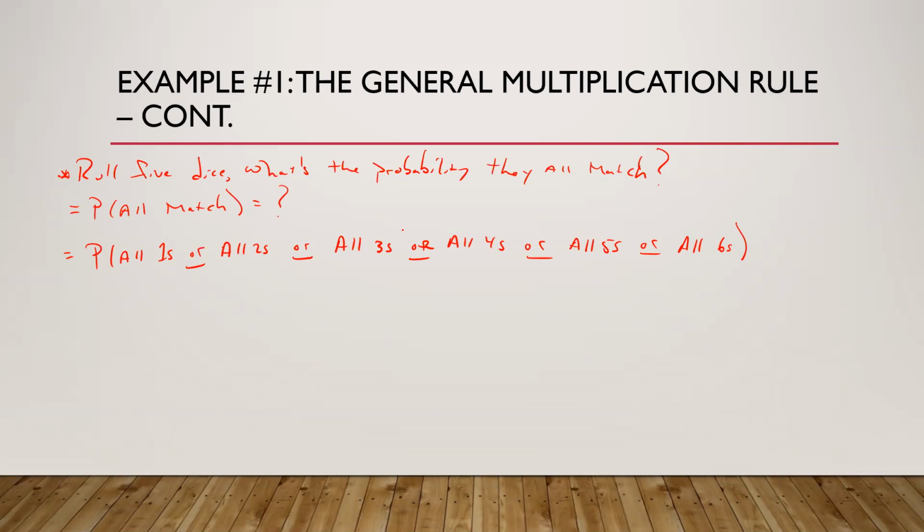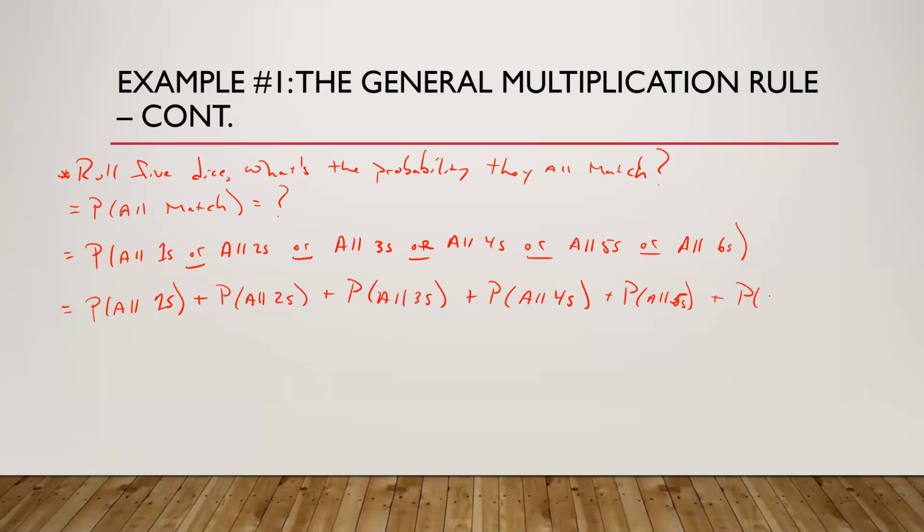Addition. And now here's the thing. You only do subtraction if they can happen at the same time. In this case, none of them can happen at the same time, because I can't roll all ones and at the same time have the dice be all twos. That doesn't make sense. So this is just the probability of all ones plus the probability of all twos plus the probability of all threes plus the probability of all fours plus the probability that they're all fives plus the probability that they're all sixes. So now we just have to figure out what all these are.